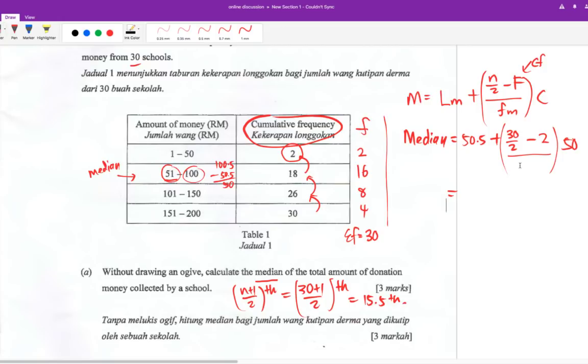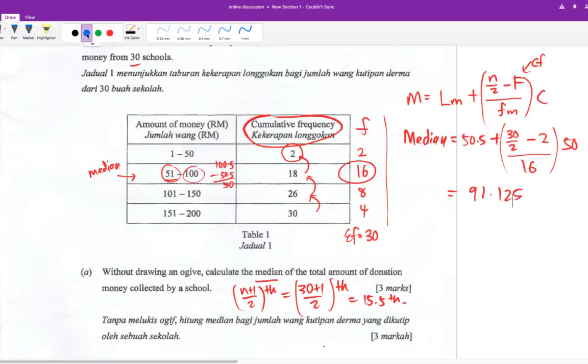Yes, this is not 18. We have to take the frequency of the median class, which is this one, which is 16, because 18 is a cumulative frequency. Alright, so yeah, thanks to some students who actually reminded me of that. After you type it in your calculator, you should be able to get the median, which is 91.125.